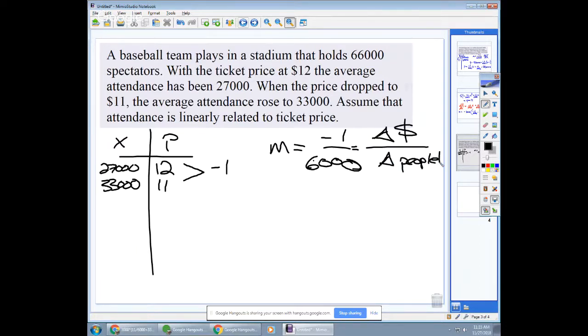I don't understand why it's over. Isn't X the change in people? Oh yeah, you're right. People are dependent on the change in price. Y should be attendance and price should be an independent variable. No, this situation says to assume that attendance is linearly related to ticket price. That means that as your price goes up or down, your attendance also goes up or down. So he's doing it backwards then.